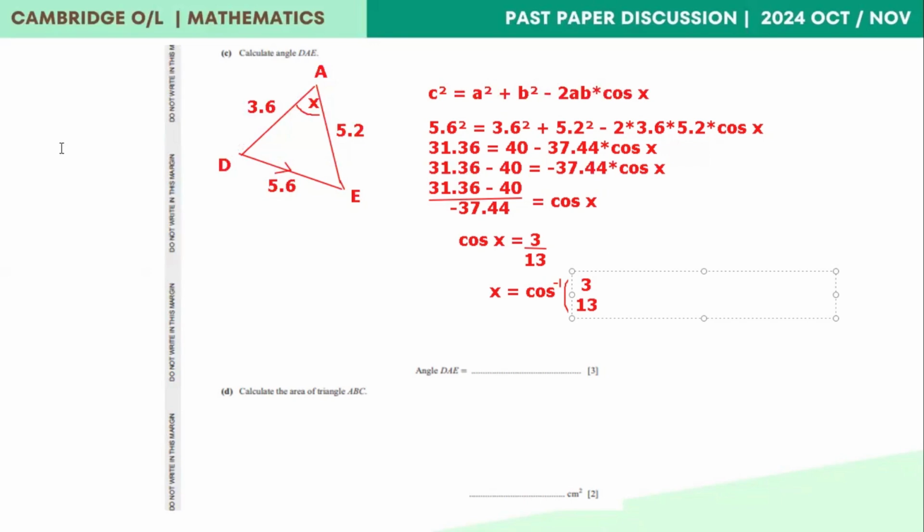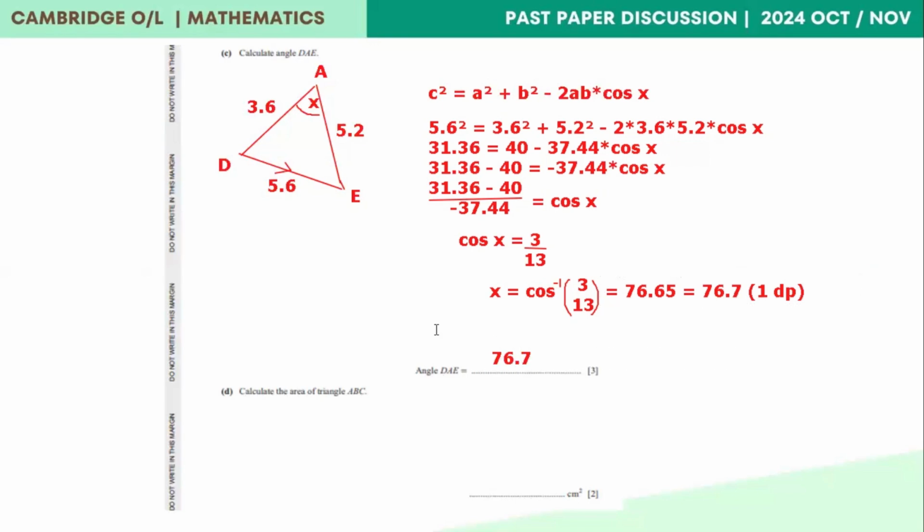Cos inverse 3/13 would be equal to 76.65. Angles are usually given to one decimal place, so the answer will be 76.7, correct to 1 d.p. I hope that's clear.